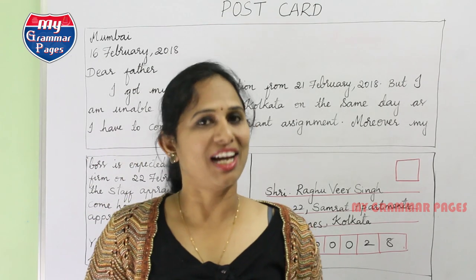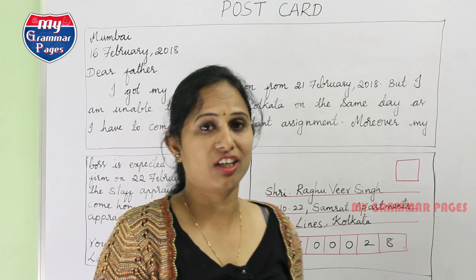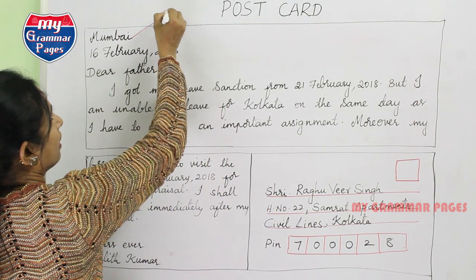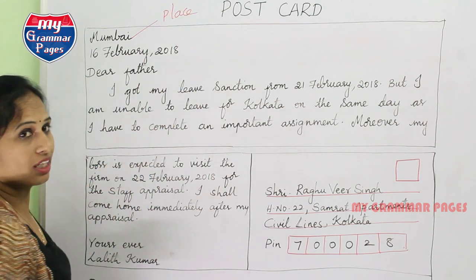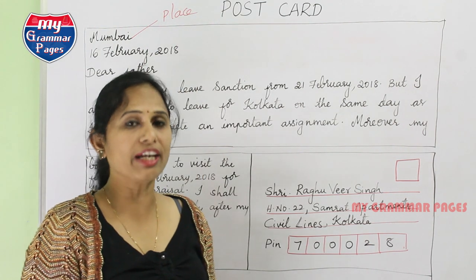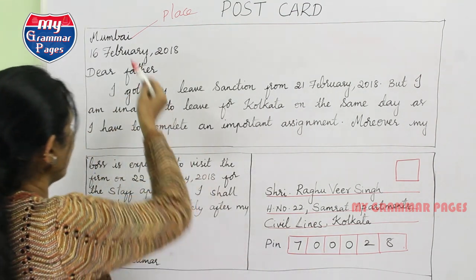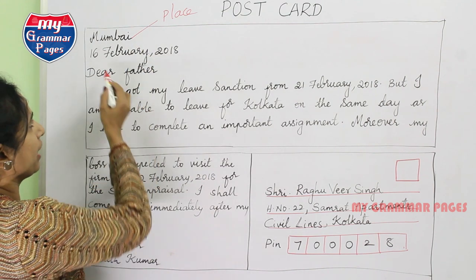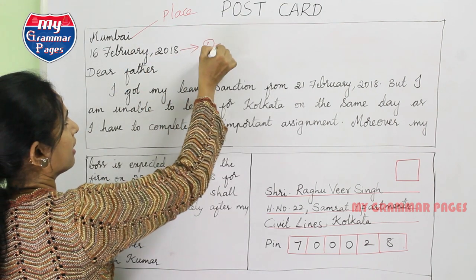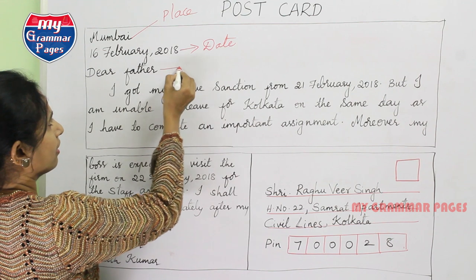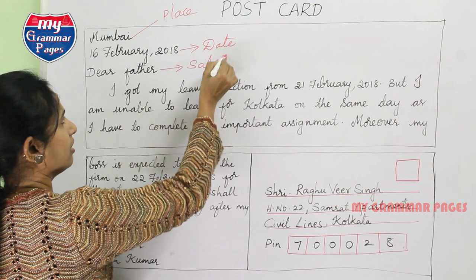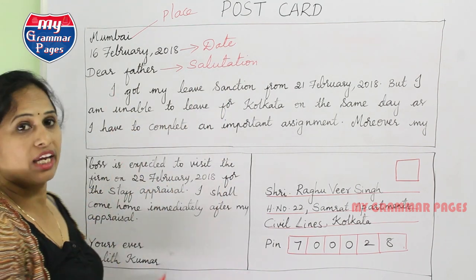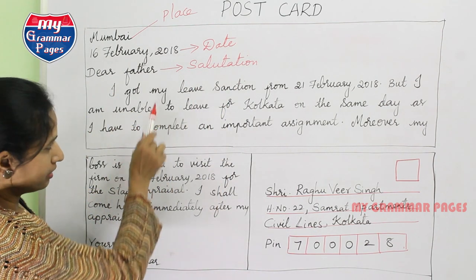Now here is the answer for the question which I have given you earlier. See, first of all, this is the name of the place I have taken. As the person is working in Mumbai in a firm, I have taken the name of the place from where he started writing the postcard. So this is the name of the place, and here comes the date, and this is the salutation. As he is writing a postcard to his parents, so I have taken dear father, and this is the content.